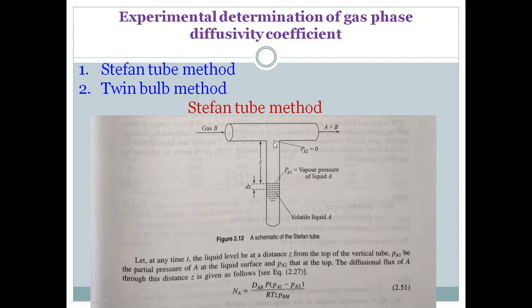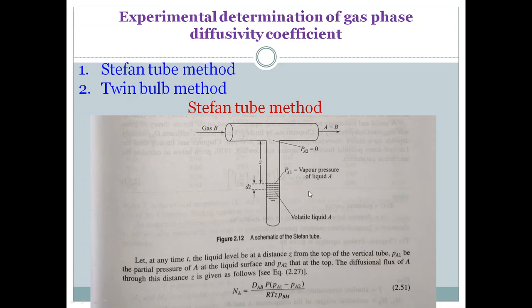So this is diffusion of A through non-diffusing B, which means we will use the equation N_A = (D_AB P / RTz) ln(...) in terms of p_A1, the vapor pressure of this solute A, and p_A2, which will be 0. So this is the very simple arrangement.